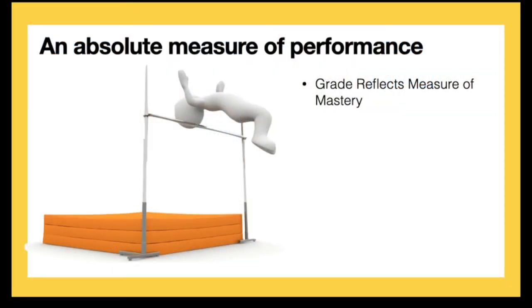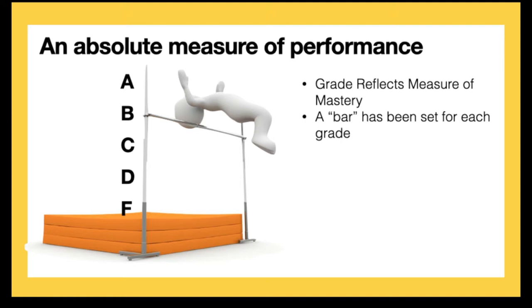So the first way to think about grades is as an absolute measure of performance. So the grade reflects some measure of mastery. You've set a bar at a certain level, at a certain letter grade assignment, and when the student passes that bar, in terms of competence, of demonstrating that they know the material, then they are assigned that grade. So they can keep on moving up and up, and as they demonstrate more mastery, they're going to get a better grade.